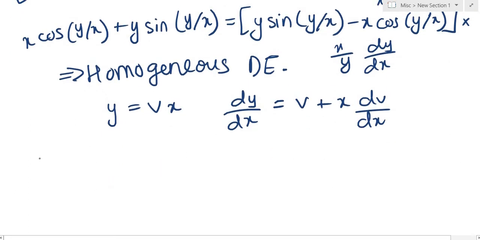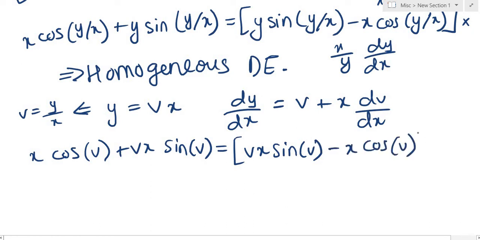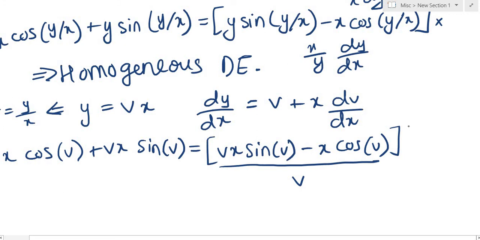I'll just plug everything in. So x is just x. v is y by x, so x cos v plus vx times sine of v is equal to, y is vx, times the sine of v minus x times the cosine of v, then multiply by this x by y. x by y is just 1 by v. But instead of dy by dx, now we have v plus x times dv by dx.